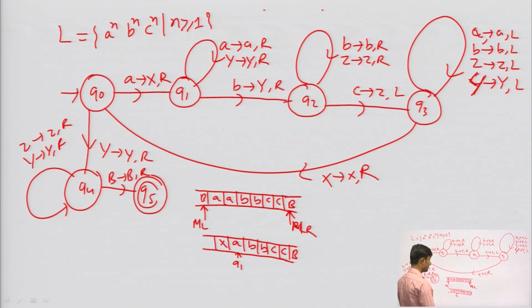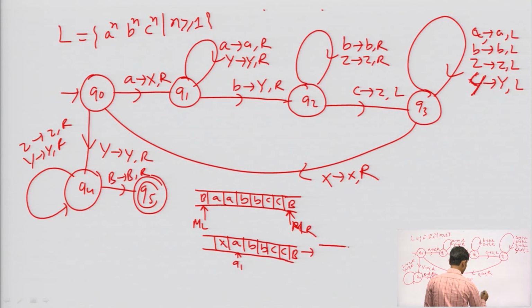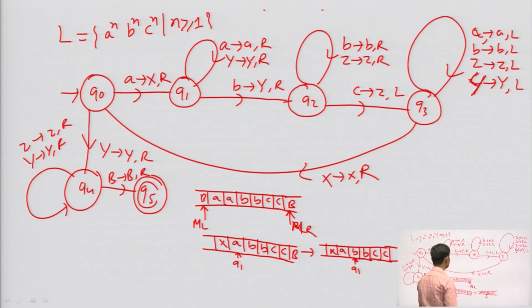So what will be there? So now you see, this is x and this is A and this is B and this is B and this is C and C, like that. So now Q1 points to B.